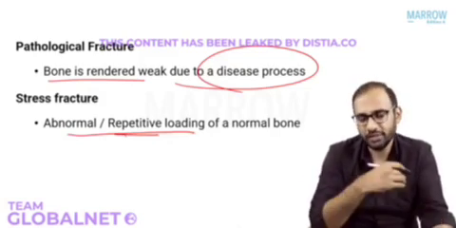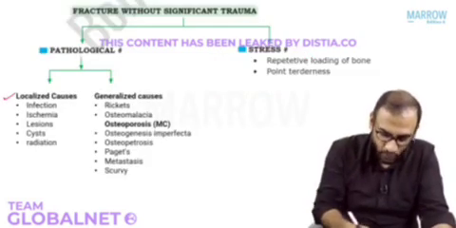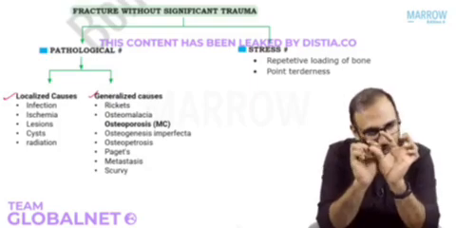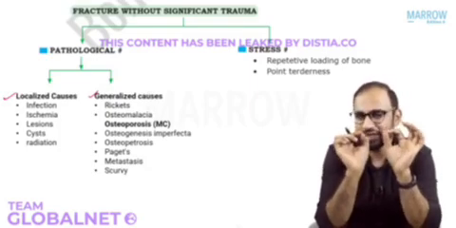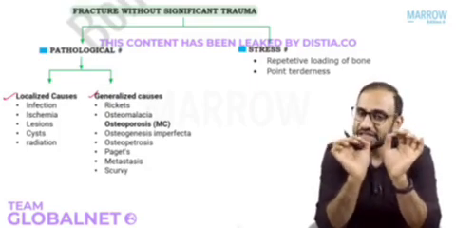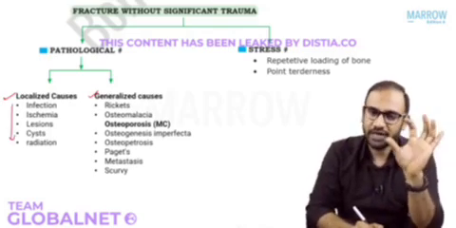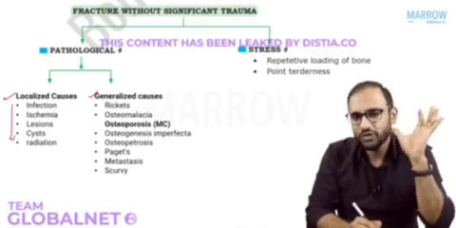Pathological fractures can occur because of localized pathologies or generalized pathologies. Now, what are localized pathologies? That there is a specific part of the bone which has a pathology in it. Like, for example, there is a tumor, there is a cyst, there is a lesion, there is ischemia, there is an infection. This is the list. That part of the bone will be weak and that part of the bone will break.